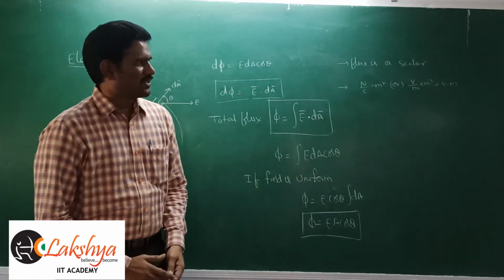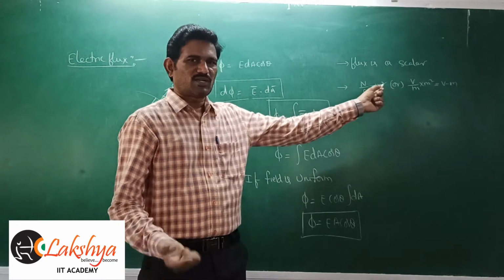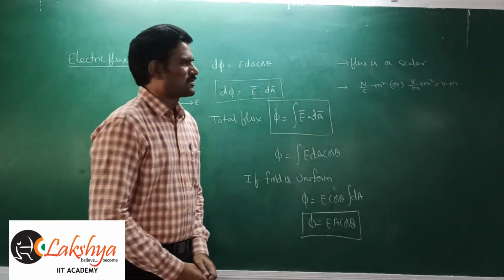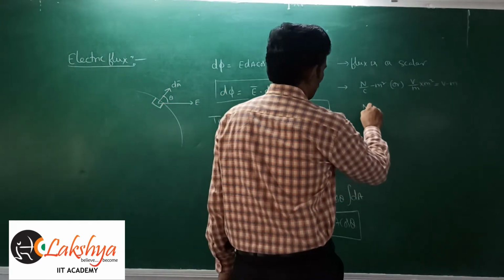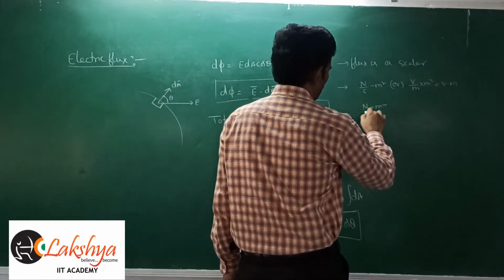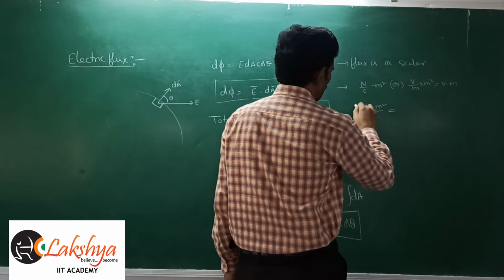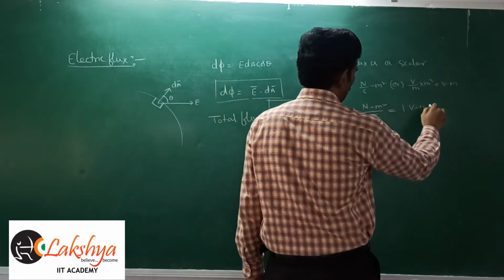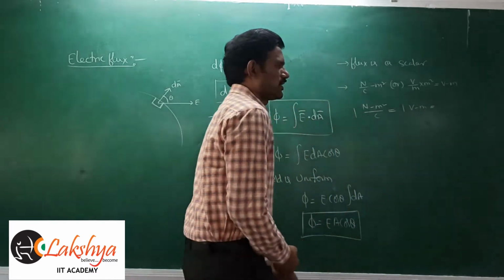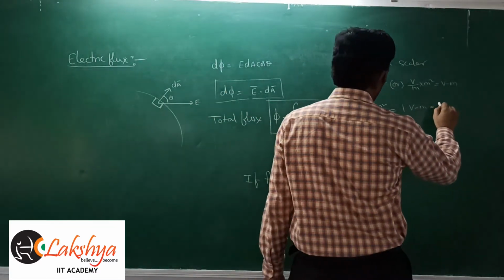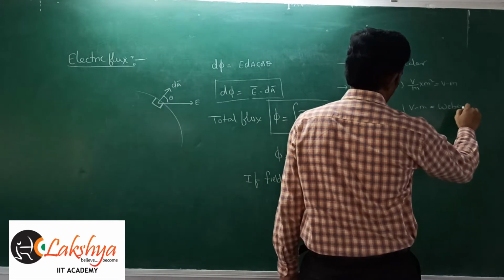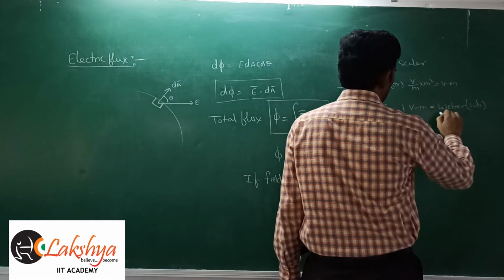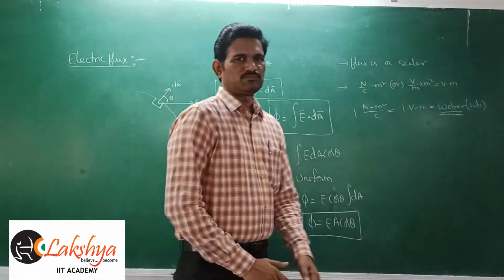And you can also write this as Newton into meter, which is joule. So joule meter per coulomb also you can write. And so all these are Newton meter square per coulomb. That means 1 Newton meter square per coulomb is equal to 1 volt into meter, and we call it as Weber, which is represented with the WB. So this Weber is the SI unit of this flux here.